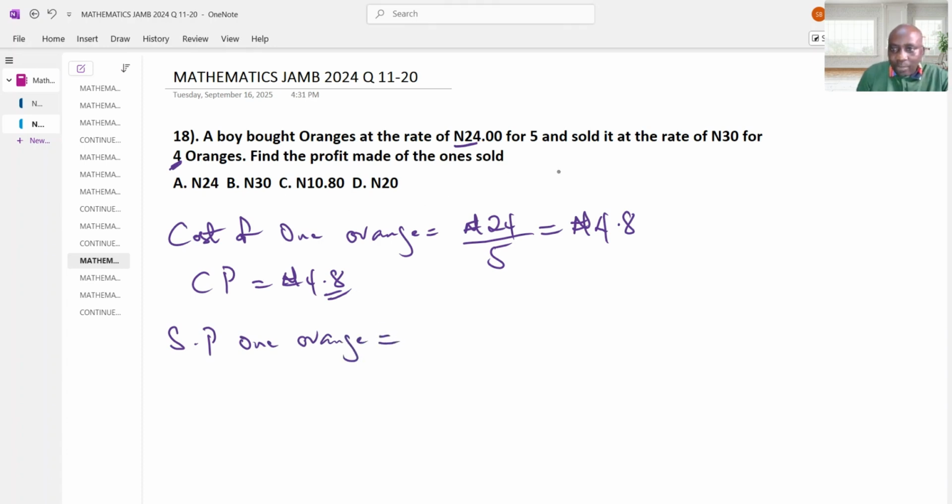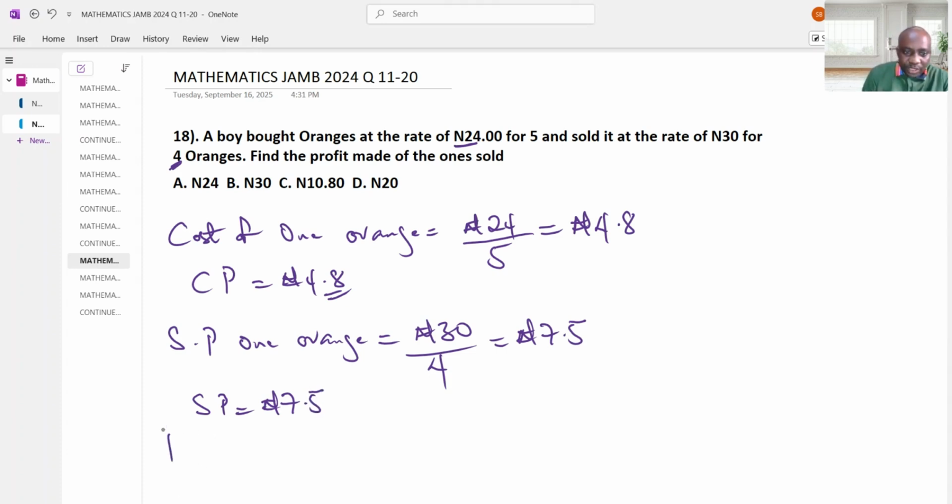He sold it how much? 30 naira. How many oranges sold for 30 naira? 4 oranges. Divide it by 4 to know the cost for one orange. That's 7.5 naira. Selling price is what? 7.5. Now to know the profits.